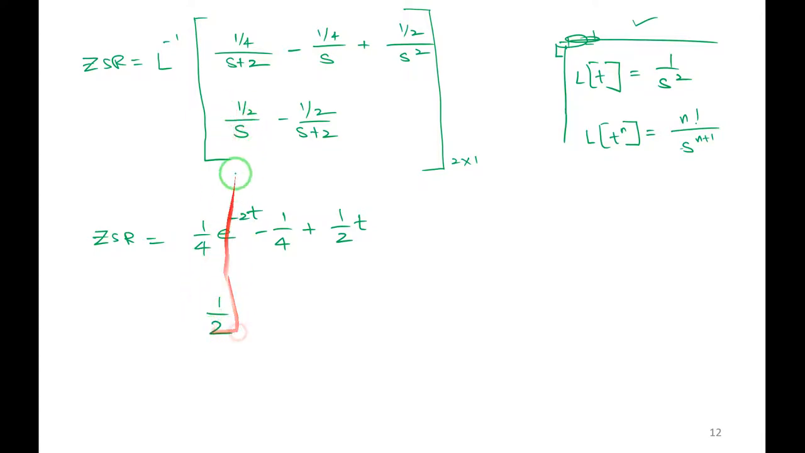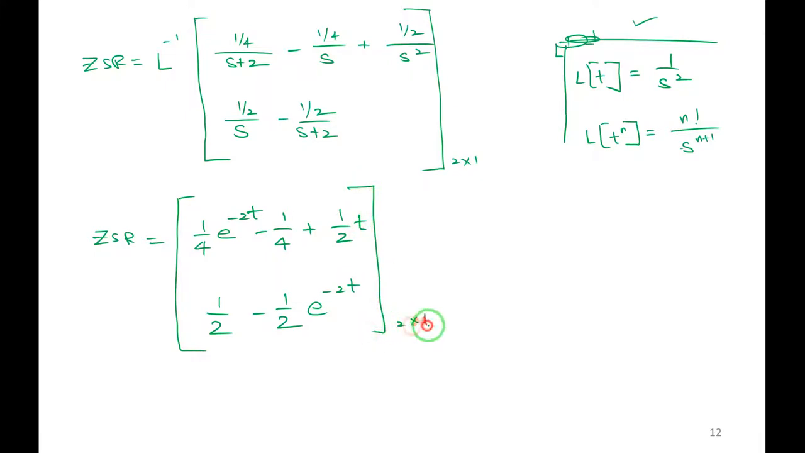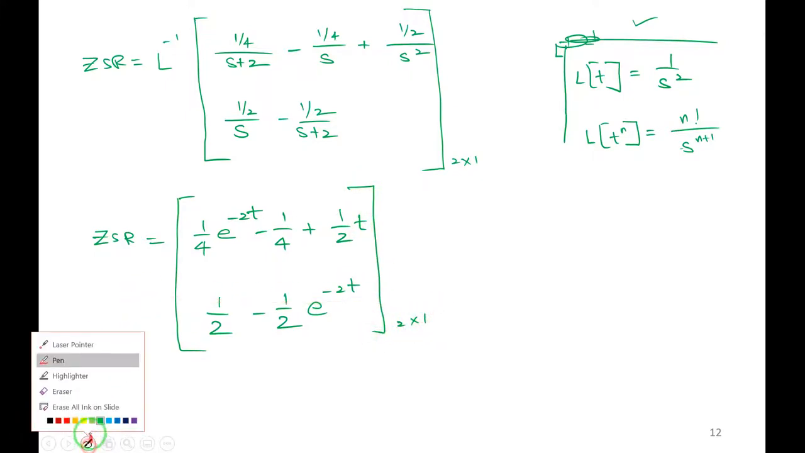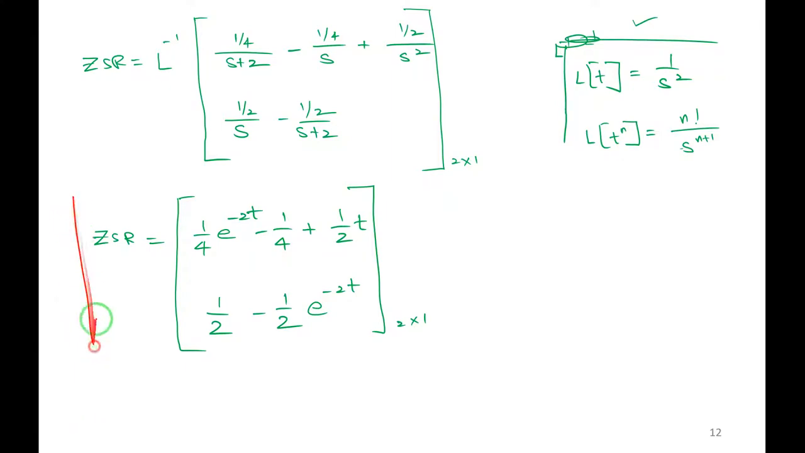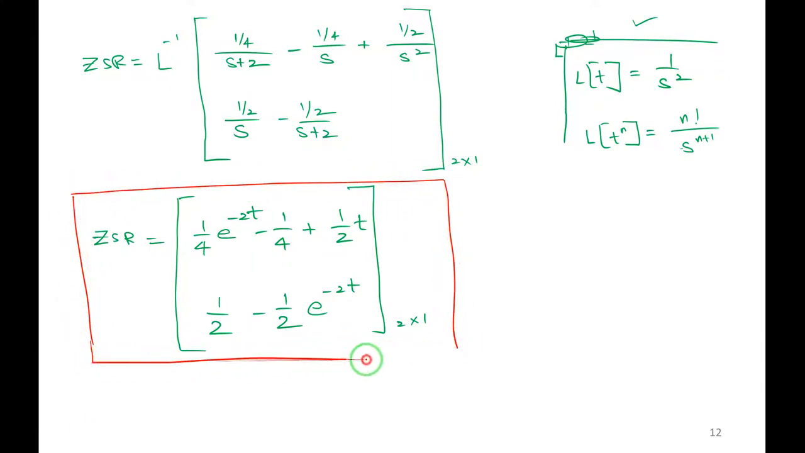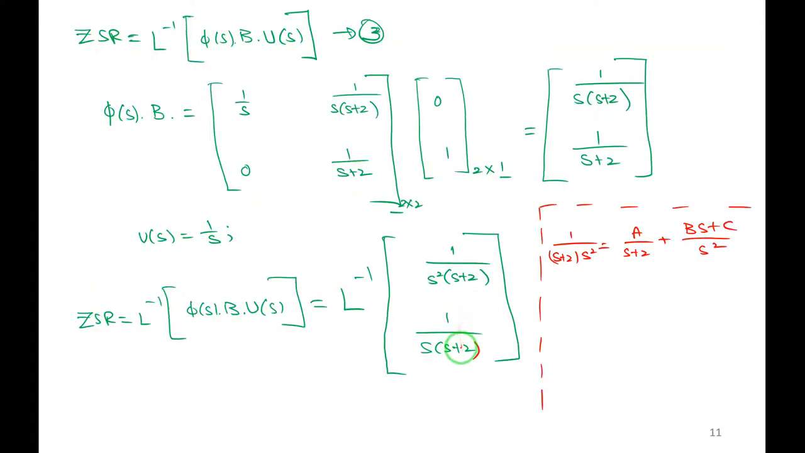So minus 1 by 2 into 1 by s plus 2, Laplace inverse of 1 by s plus 2 is e to the power of minus 2t. So this is the zero state response I am getting, right? It is 2 cross 1 only. So let me put it in brackets. I have ZSR and ZIR, zero input response. So call this equation 4.